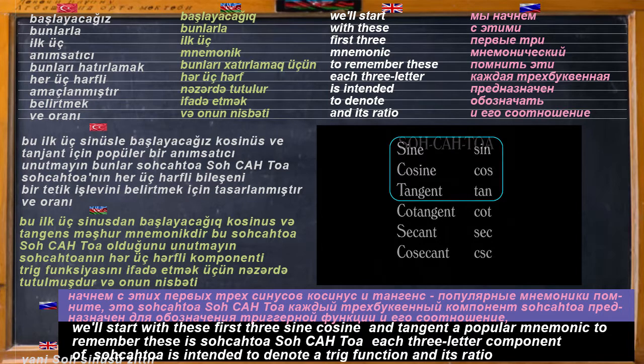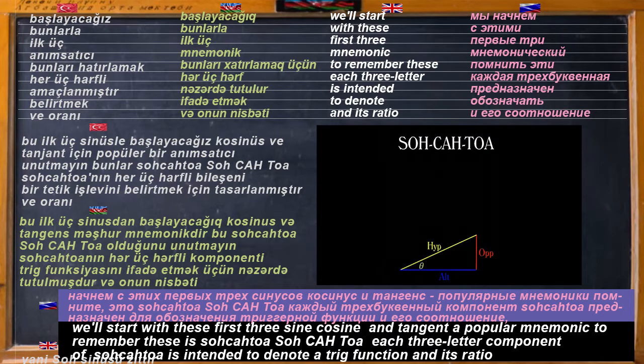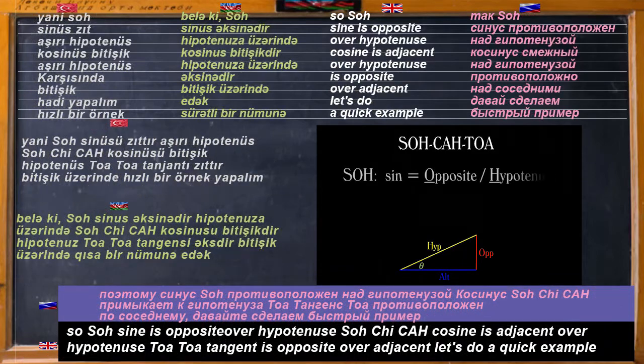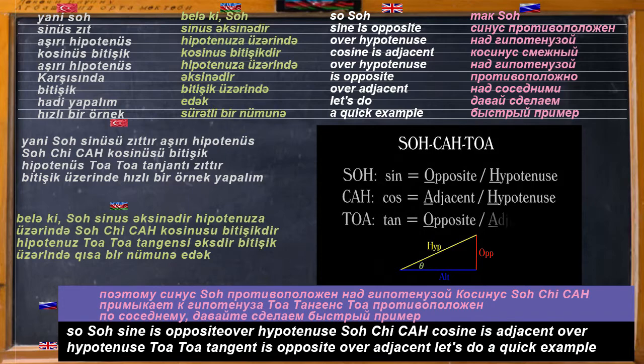A popular mnemonic to remember these is SOHCAHTOA. Each 3-letter component of SOHCAHTOA is intended to denote a trig function and its ratio. So, SOH, sine is opposite over hypotenuse. CAH, cosine is adjacent over hypotenuse. TOA, tangent is opposite over adjacent.